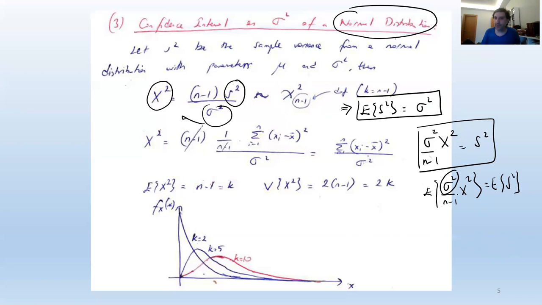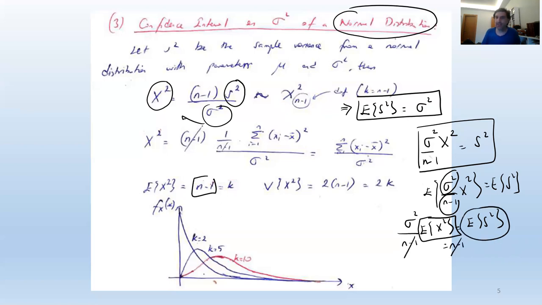Now, note that the population variance and n minus 1 are constants. You can take them out. The expected value of X square is equal to the expected value of S square. The expected value of X square is, as you can see, equal to n minus 1 here. So when you multiply by n minus 1, we find that the expected value of the sample variance is going to be equal to the population variance, which was the general result we have already found. Note that this is valid only for normal distributed X. Therefore, this is a much narrower result. The other is a more general result.